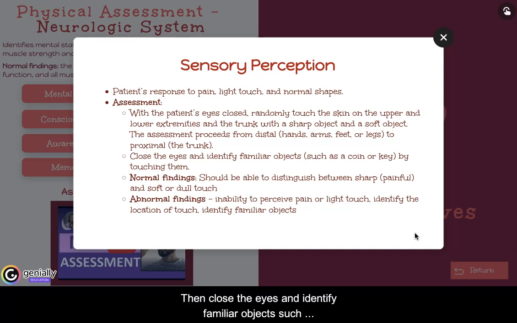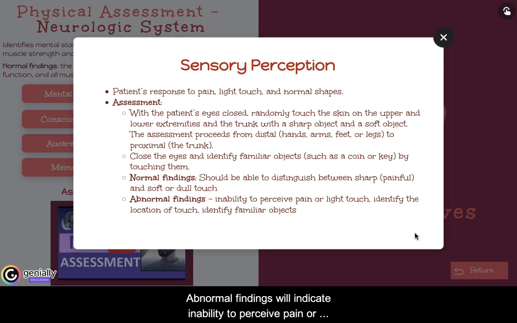Then with the eyes closed, have them identify familiar objects such as a coin or a key by touching them. Normal findings should be that the patient is able to distinguish between sharp and painful and soft or dull touch. Because when you're touching them with the sharp or soft object, you're asking them, how does that feel? They should be able to say, okay, that's sharp, or this is a soft object, right?